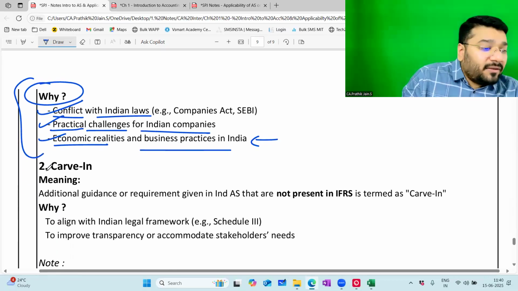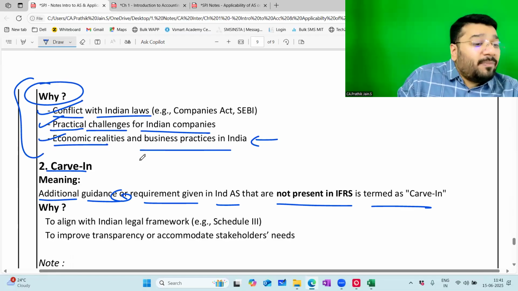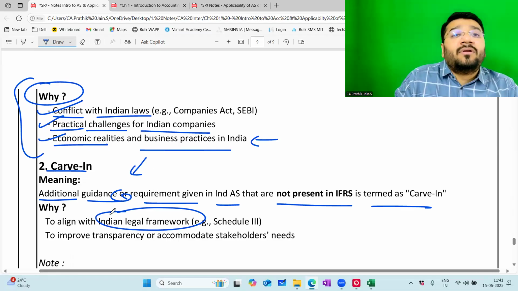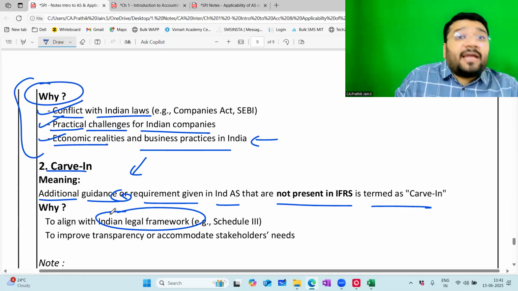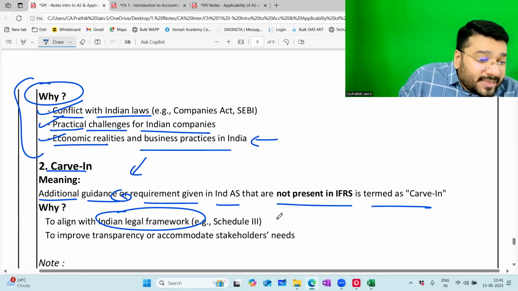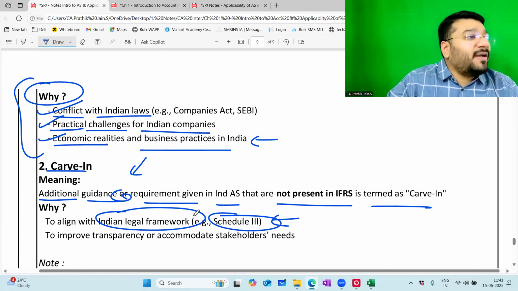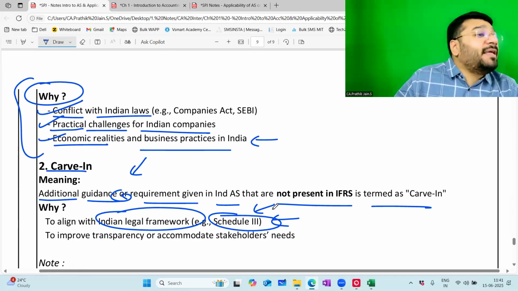Once again, carve in. Additional guidance or requirement given in Ind AS which is not present in IFRS is termed as carve in. Why do we put the extra point? Because we wanted to match it with the Indian legal framework, Indian laws, business environment, and economic environment. To match that, we had to put this extra point through Schedule 3. So Schedule 3 had one requirement that is not there in IFRS. We had to give importance to this first, so we had to bring in new points.